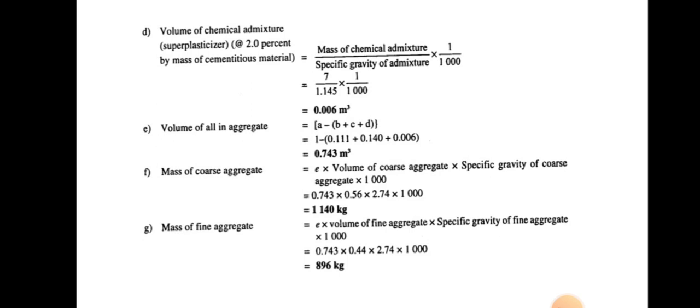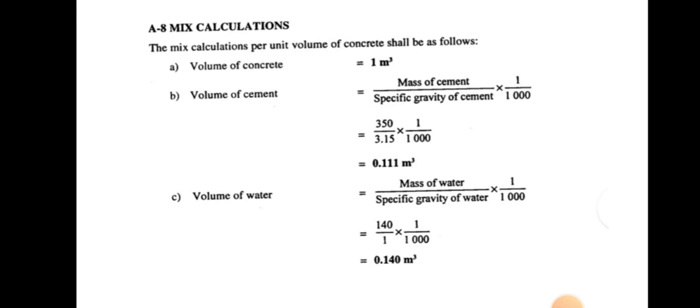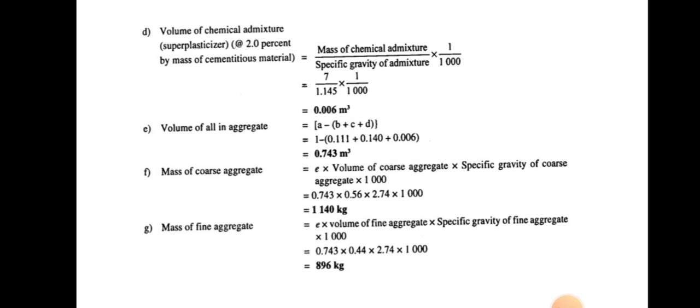Volume of all-in aggregate is equal to A minus B plus C plus D, that is volume of concrete minus cement minus water minus admixture, equal to 0.743 cubic meter. Mass of coarse aggregate is equal to E into volume of coarse aggregate into specific gravity of coarse aggregate into 1000, which is equal to 1140 kg. Mass of fine aggregate is equal to E, volume of all-in aggregate into volume of fine aggregate into specific gravity of fine aggregate into 1000, equal to 896 kg.